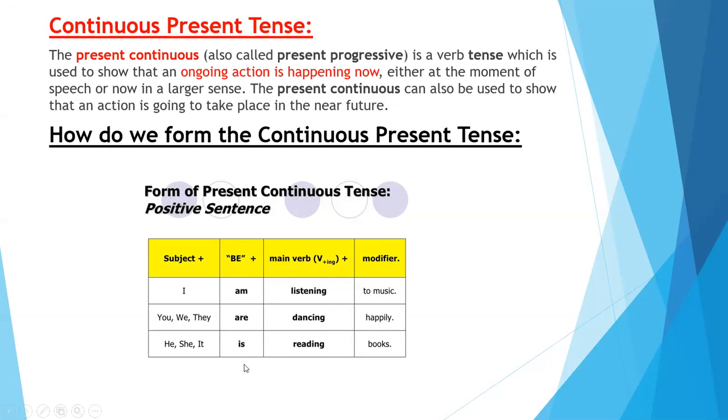This helping verb that we use also needs to be present, but it needs to agree with our subject. Or he or she is reading books. Again, any continuous form of the verb takes ing at the end.